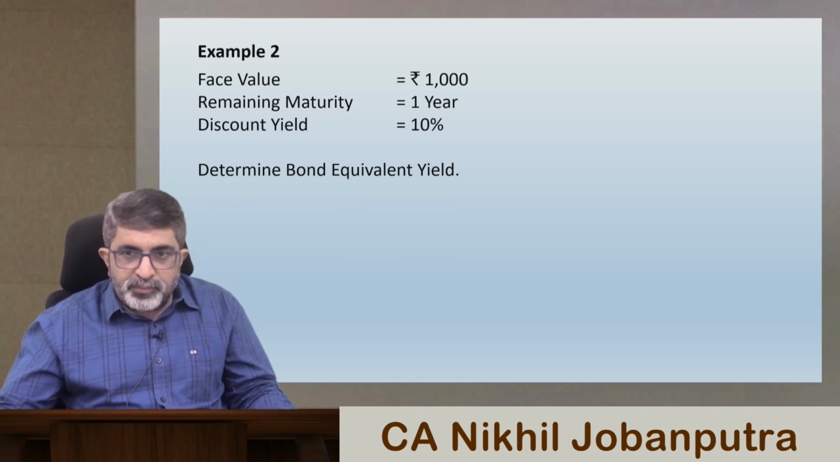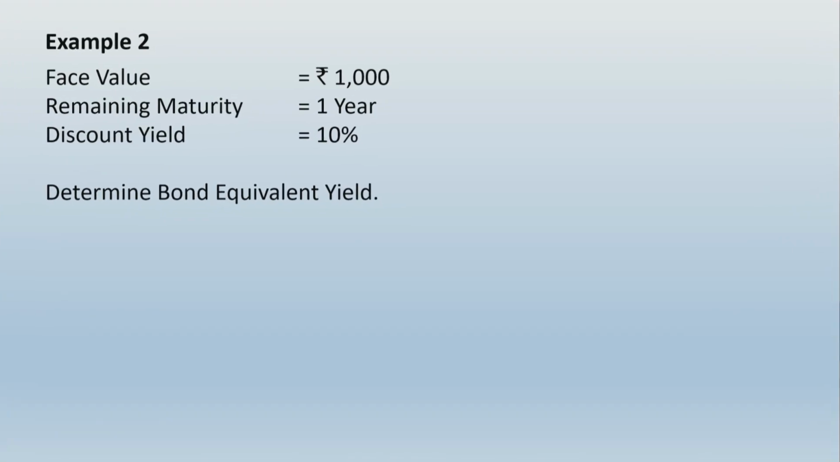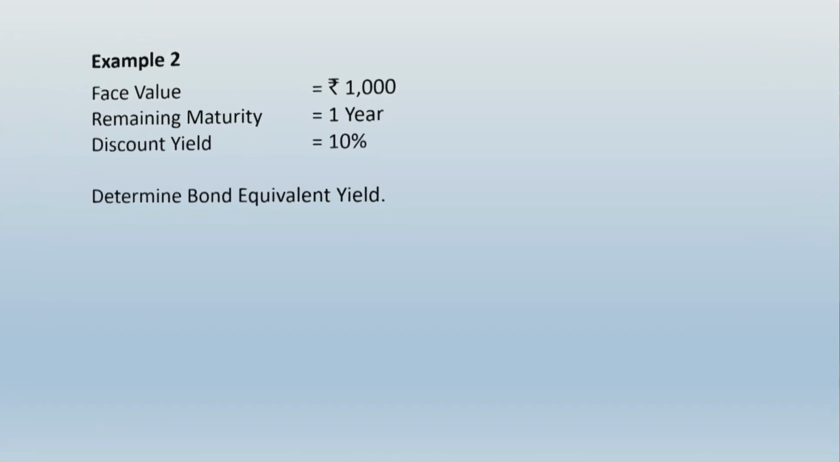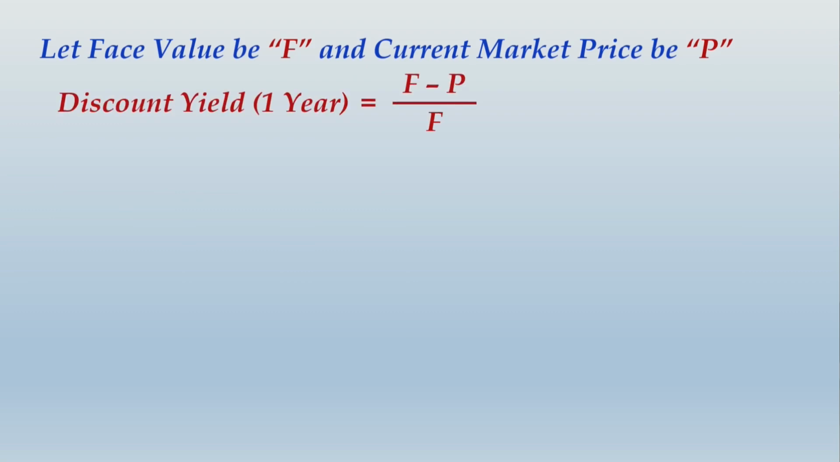So let me put forward this example. You may take note of this example if you want, and once you have taken note of this example, I show you how to solve it. Let face value be F and current market price be P. So discount yield for 1 year will be F minus P divided by F.